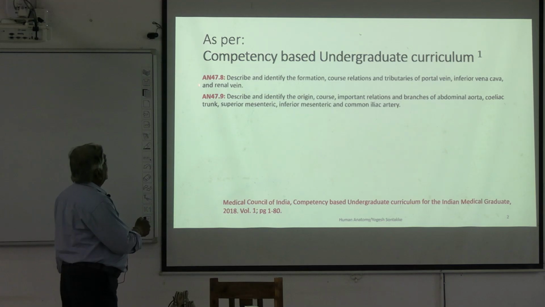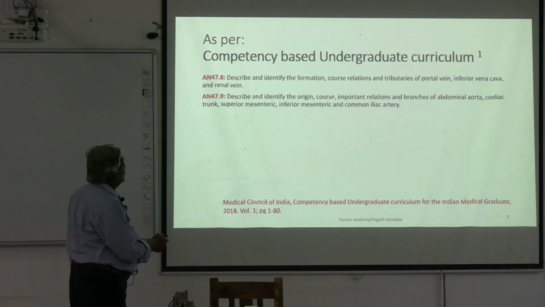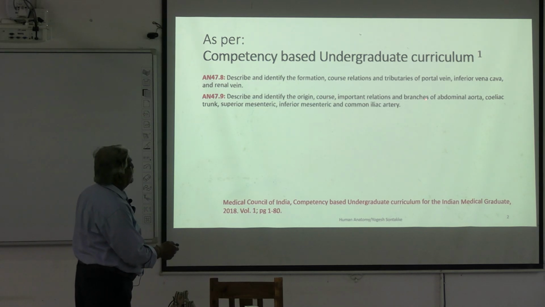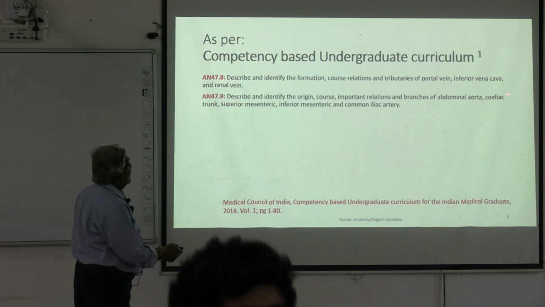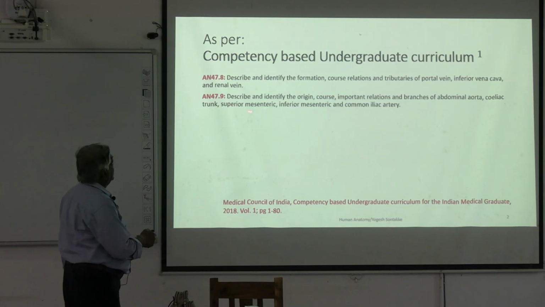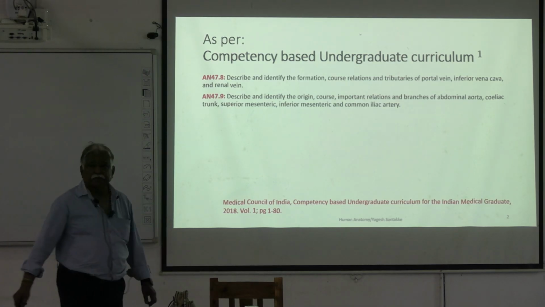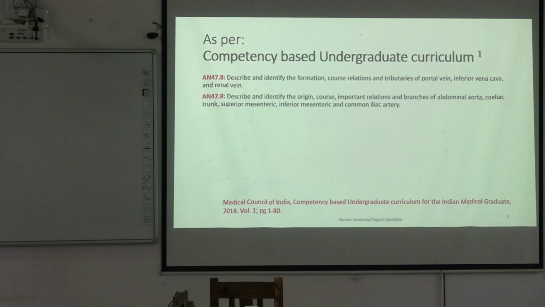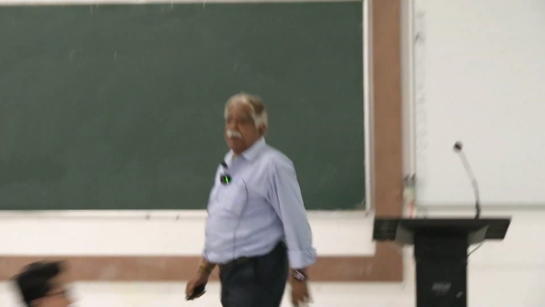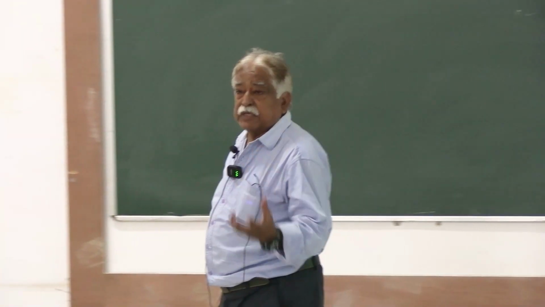This is one part. Now, describe and identify the origin, course, important relations and branches of the abdominal aorta: celiac trunk, superior mesenteric, inferior mesenteric and common iliac arteries. This you must know. It can come as a short question or MCQ.